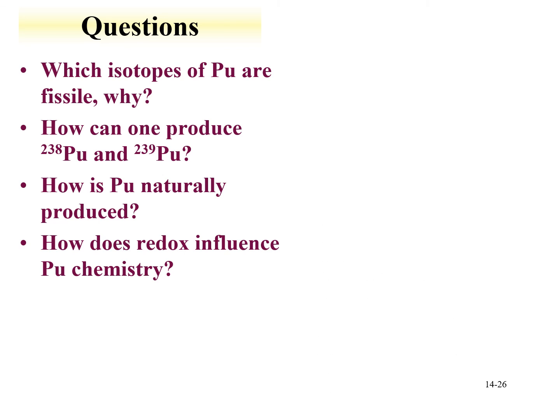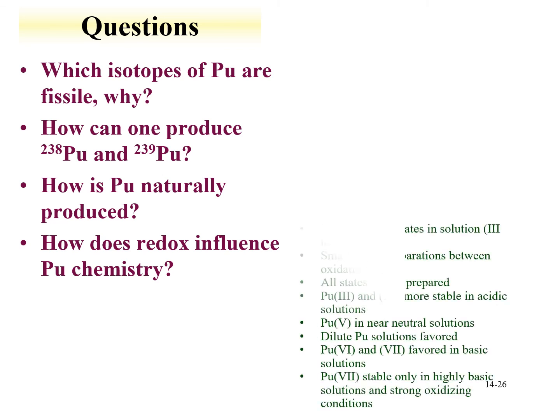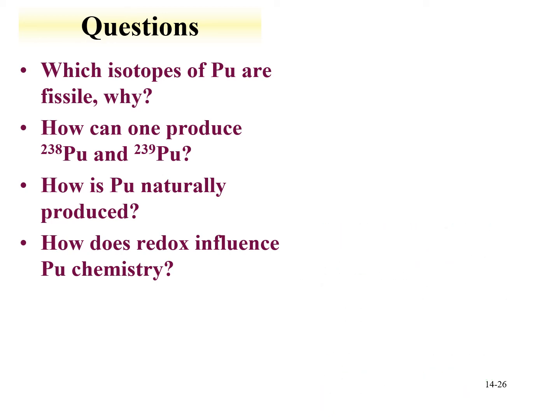And then how does redox chemistry influence plutonium? Well, you have oxidation states in solution from 3 to 7. Plutonium(VII) is a little bit tough to make, but it can be observed. And there are small energy gaps between the different oxidation states, so that means that they can exist at the same time. So all states can be prepared, and in many solutions they can be together at the same time.